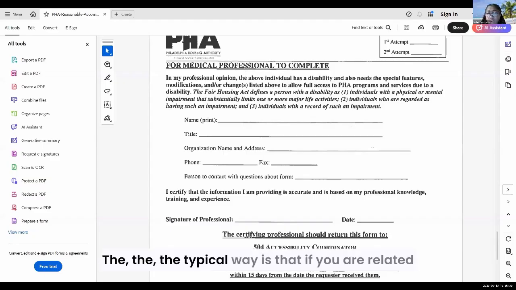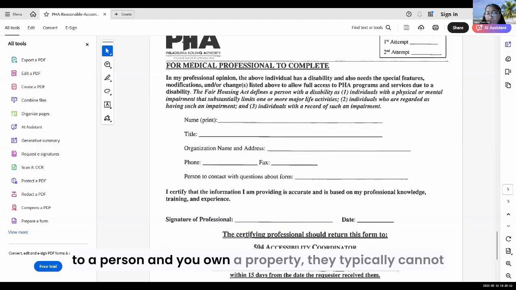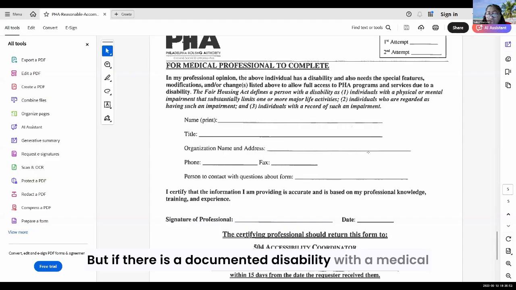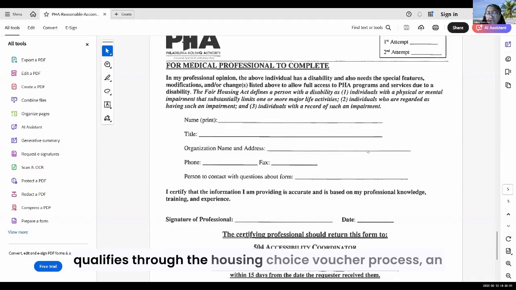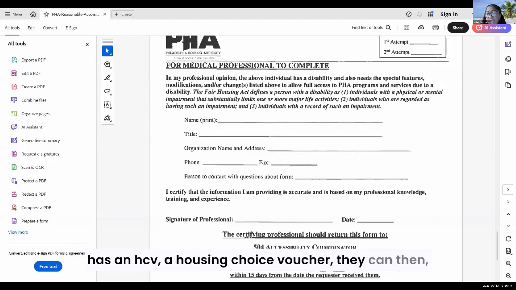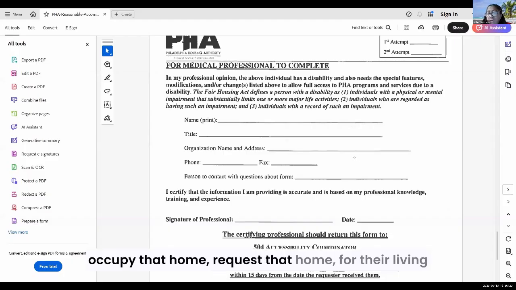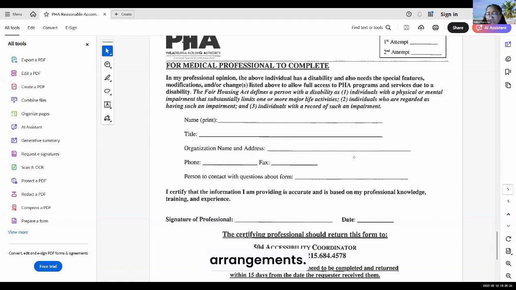The typical way is that if you are related to a person and you own a property, they typically cannot rent if it's a relative. But if there is a documented disability with a medical professional certifying that, and the property itself qualifies through the housing choice voucher process, an individual who is related to that property owner and also has an HCV, a housing choice voucher, can then occupy that home, request that home for their living arrangements.